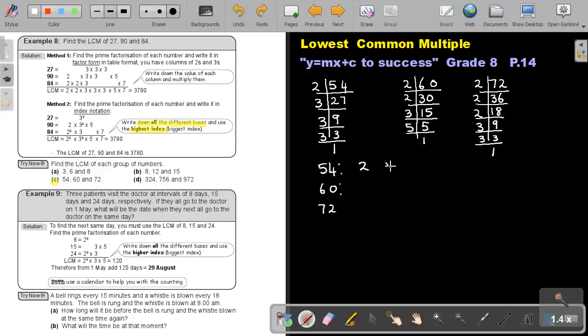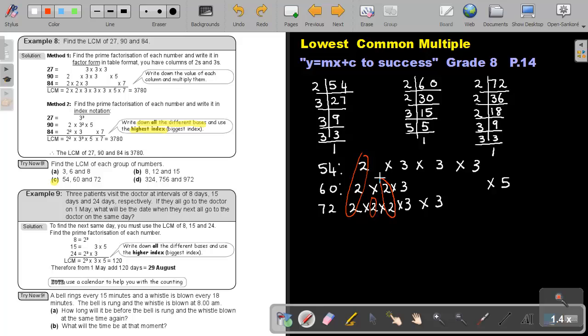So it's 2 times 3 times 3 times 3. Let's do 60. So 60 is 2 times 2 times 3, and it's times 5. Let's do 72. It's having a 2 and a 2 and a 2 and a 3 and another 3. Okay, let's try to see the columns. There's a column of 2s. There's a column of only 1, 2.